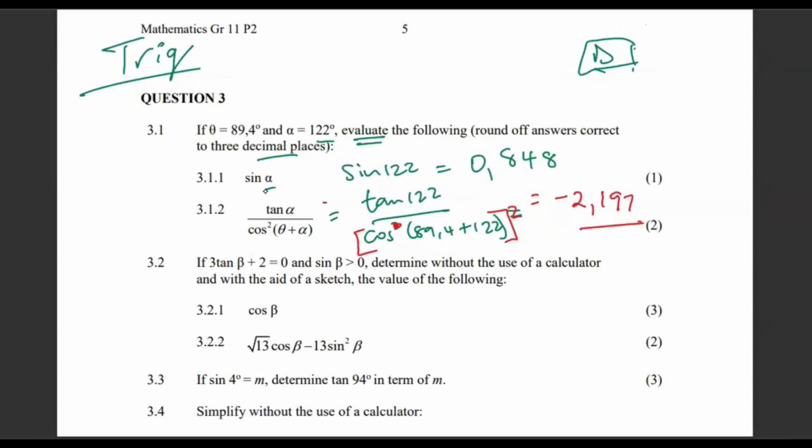2,197. That's what I'm getting. Let's just confirm it and see. This is 89.4 plus 122. Perfect. So this is the easiest approach if you're punching this in the calculator.